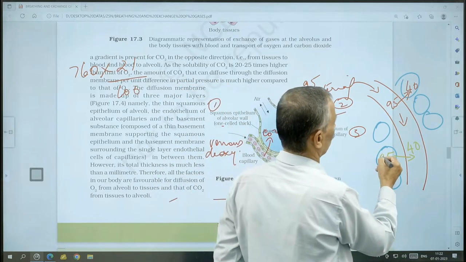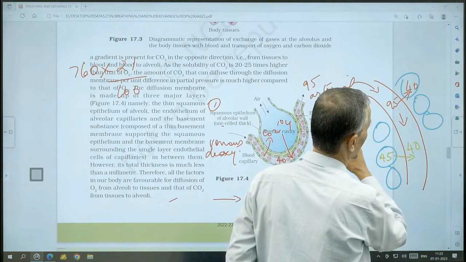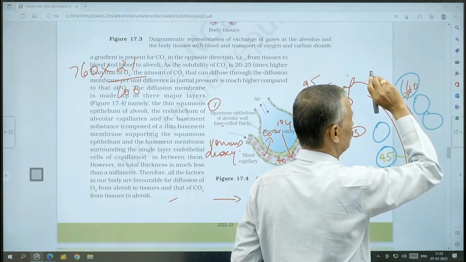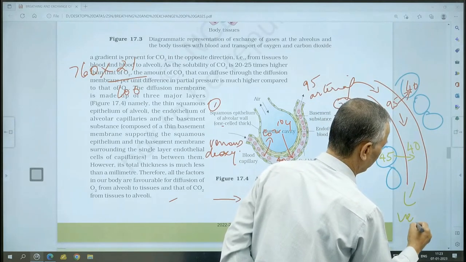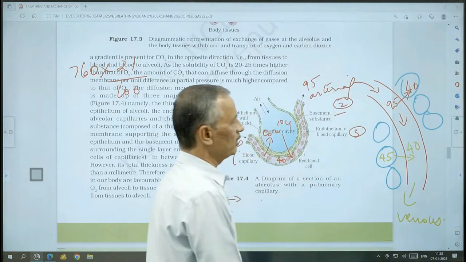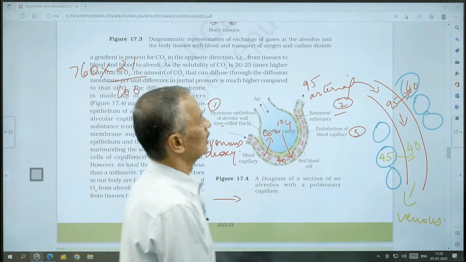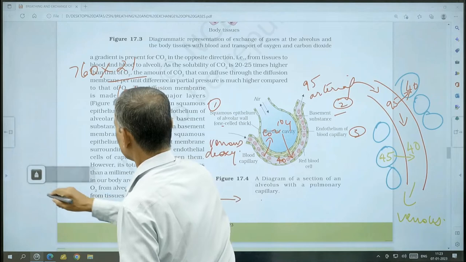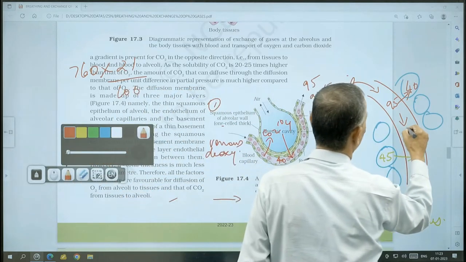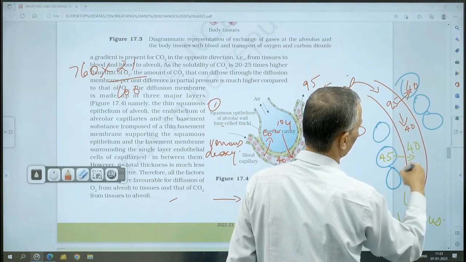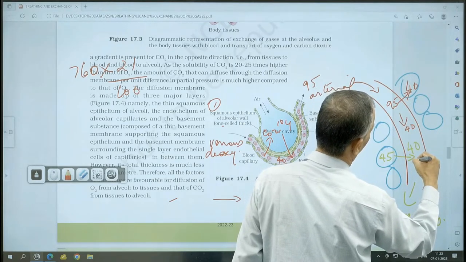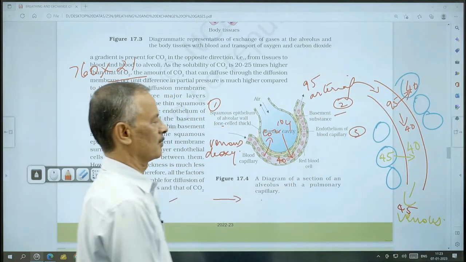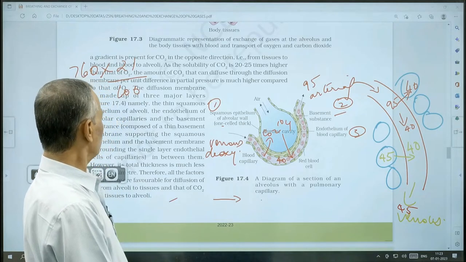So from the tissues, which contain 45, carbon dioxide is coming to the arterial blood. Oxygen is diffusing to the tissues. Now the blood becomes venous. So in venous blood, the partial pressure of oxygen has decreased from 95 to 40, and that of carbon dioxide has increased from 40 to 45. Clear?